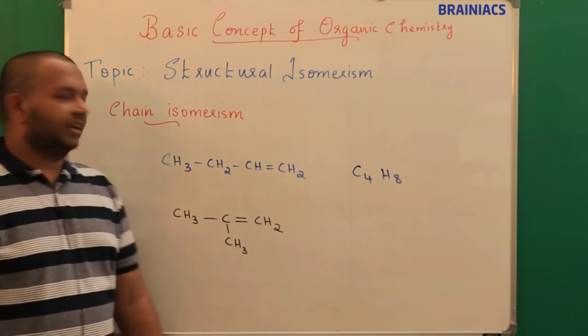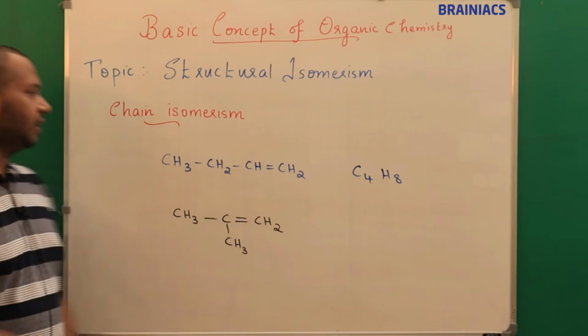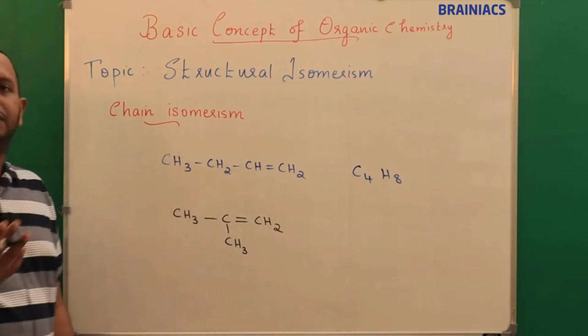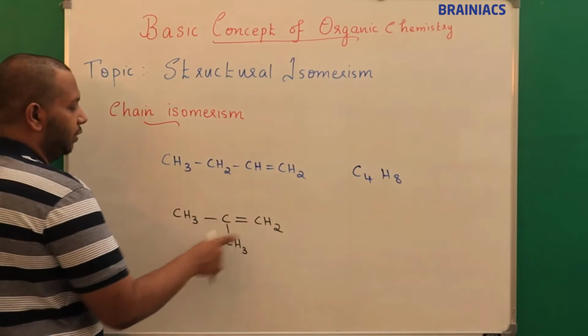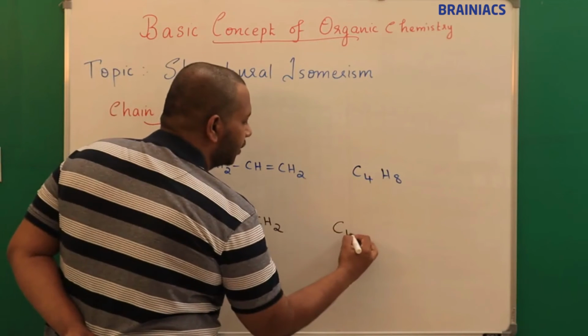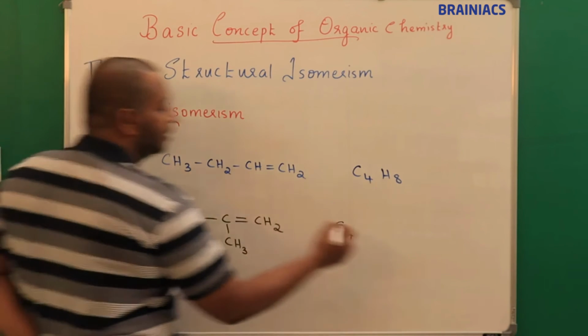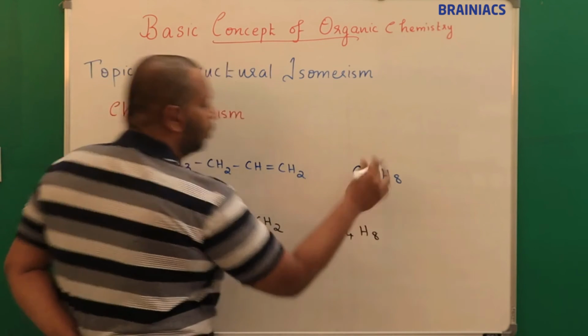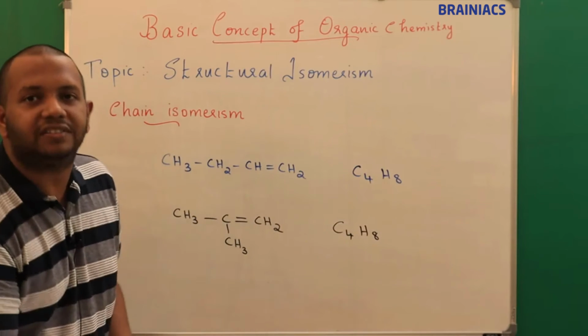Now let's say this is the next compound that is given to you. Can you tell me what is the relation between these two? We will again see. First of all, we will compare the molecular formula. 1, 2, 3, 4. Here also 4 carbon atoms. And hydrogen 3 plus 3 is 6, 6 plus 2 is 8, so again H8. So both are having the same molecular formula, hence the same molecular weight.